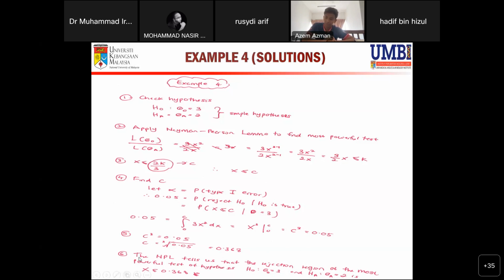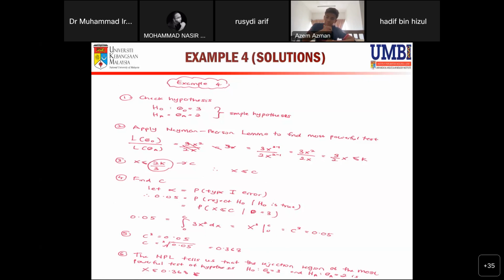So in this case, the NPL, the Neyman-Pearson Lemma, informs us that the rejection region of the most powerful test of hypothesis, where the null value is equivalent to 3 and the alternative value is 2, is when x is equal to 0.368. So for any x value that is less than 0.368, we can safely reject the null hypothesis. And this test, at this level, at these critical values, can be considered as our most powerful test.